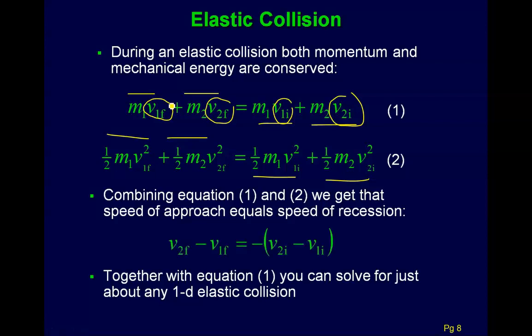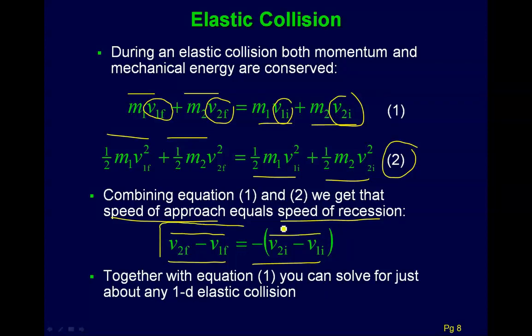So one trick that we do is, if you combine equation 1 and 2, you can get this equation here, which essentially sums up the same information that's in equation 2. And this says that the speed of approach equals the speed of recession. Look here: this is the relative velocity of the two objects finally, and this is the relative velocity initially. Now this equation can be used in conjunction with equation 1 to solve essentially any 1D elastic collision.